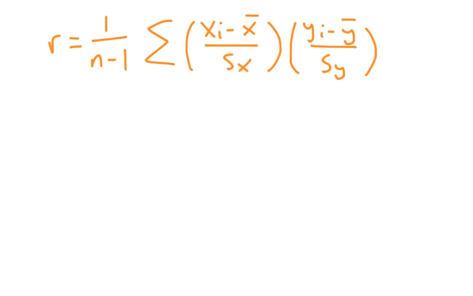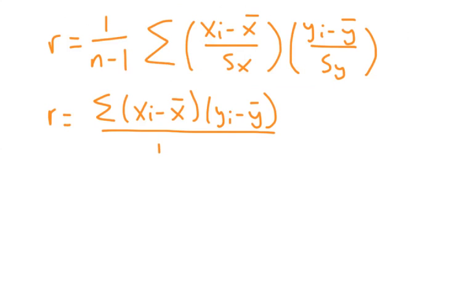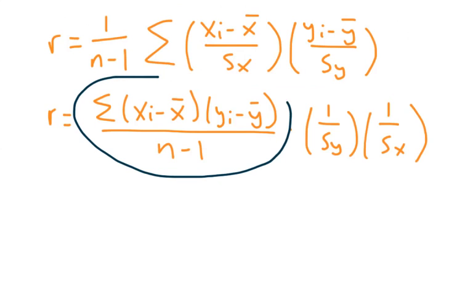So the way I'll write this is r is equal to sigma (xi minus x bar)(yi minus y bar) over n minus 1, times the two reciprocals of the standard deviations in separate terms. The reason I did this is because the term on the left is actually the formula for something else. It is the formula for the covariance. So I'll write that down. It is the covariance formula.